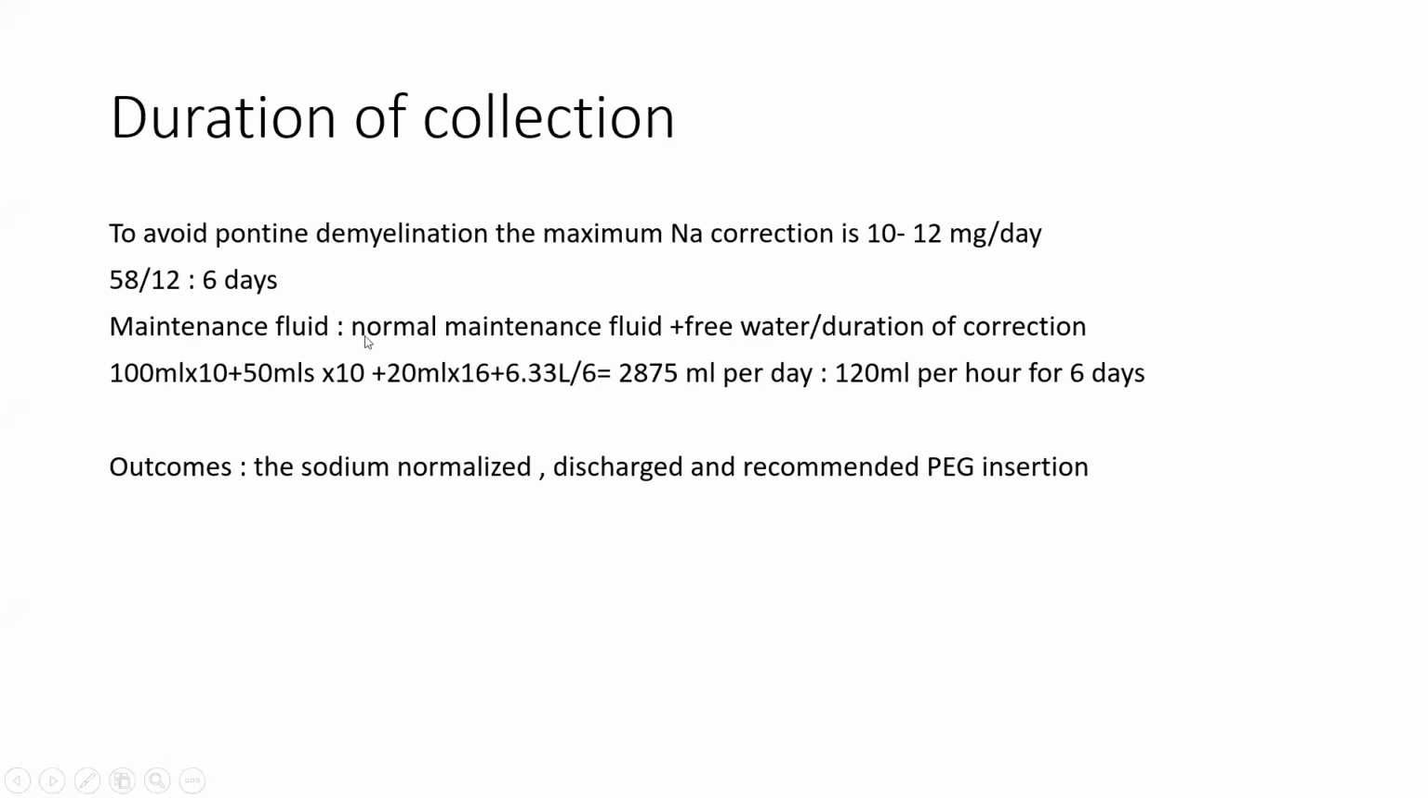So now, how you will correct your sodium levels: you take your maintenance fluid, plus the free water, and divide by the duration of the correction. So you take this fluid, as we said, then divide by 6. Then we found it's supposed to give 2 liters, 875 mils per day. So it's supposed to give almost 120 mils per hour for 6 days.